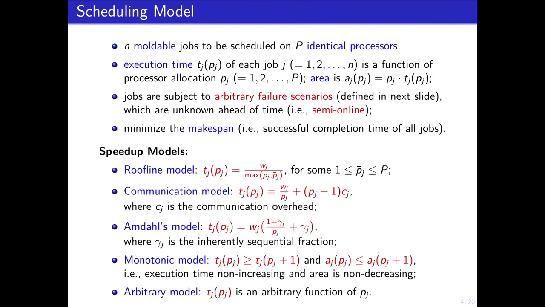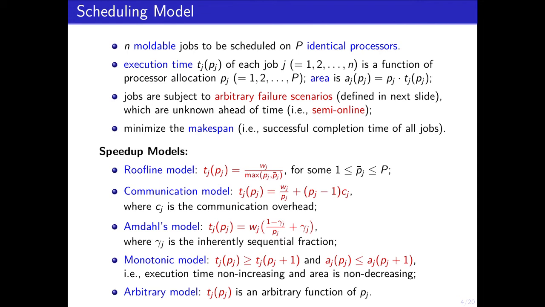In this paper, we study a scheduling model in which moldable jobs are to be scheduled on p identical processors. The execution time of each job is a function of the processor allocation, and the area of the job is defined as the product of the processor allocation and the execution time. Jobs are subject to arbitrary failure scenarios, which are unknown ahead of time, so the problem can be considered as semi-online. I will discuss more about failure scenarios in the next slide. The objective is to minimize the makespan, or the successful maximum completion time of all the jobs.